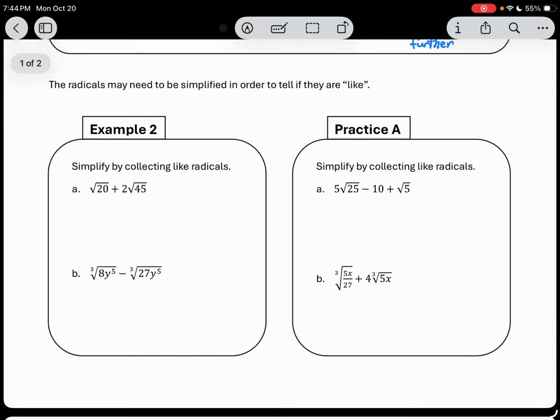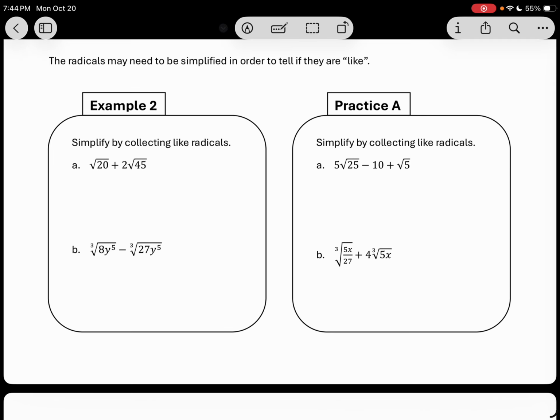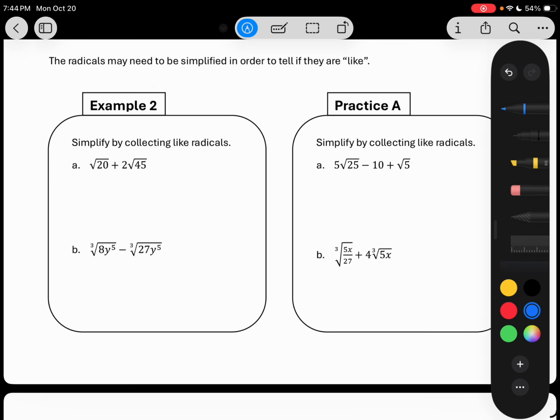Sometimes it won't be so obvious if the roots are like or not, if they can be combined. So you may have to do some simplifying. If we take a look at example 2, we could simplify these like we did in 10.3, but if you put them in your calculator, it would be 2 square roots of 5 plus 6 square roots of 5. Originally it looked like we wouldn't be able to combine them because it's 20 underneath the square root in the first one and 45 in the second one. But after we simplify, we have like radicals, square root of 5 and square root of 5. So that would be 8 times the square root of 5.